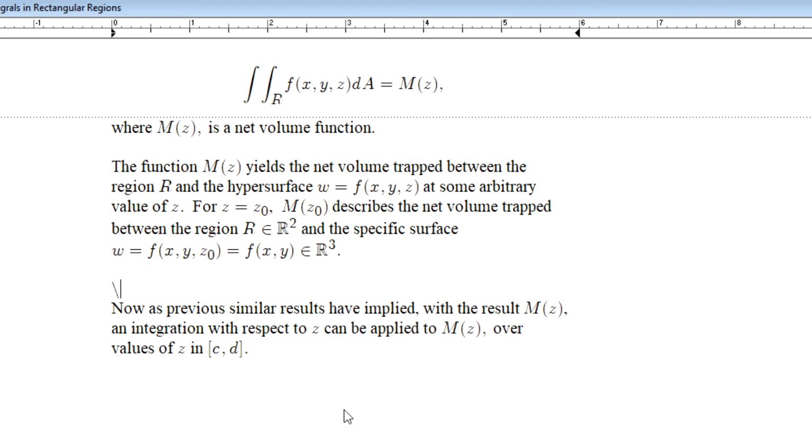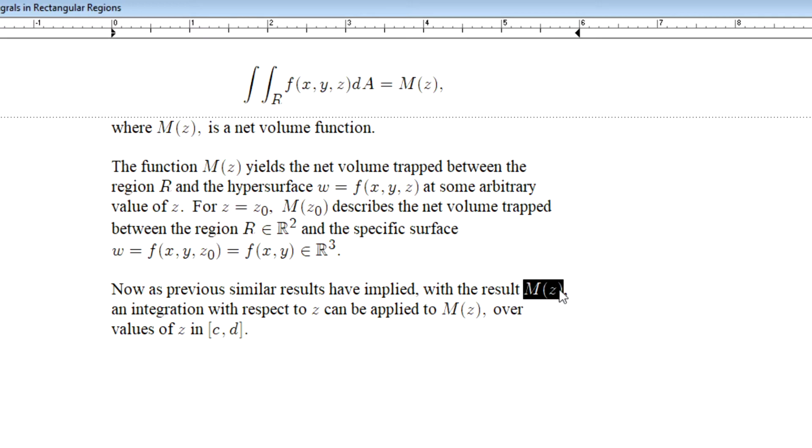Now, as previous similar results have implied, with the result m of z, integration with respect to z can actually be applied, as we had noted back in our case for setting up double integrals at the beginning of this chapter. With this result m of z at the end of this double integral applied to this multivariable function up above here, we are going to be left with this function in terms of z, where you can now come back and integrate that all with respect to z. And we could integrate that with respect to z across some variable bounds or with respect to some constant bounds. I'm going to consider it here with respect to some constant bounds.